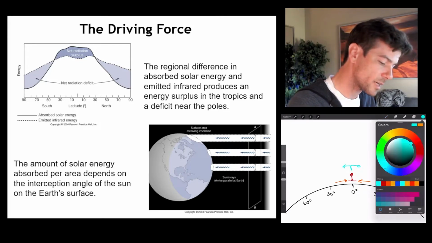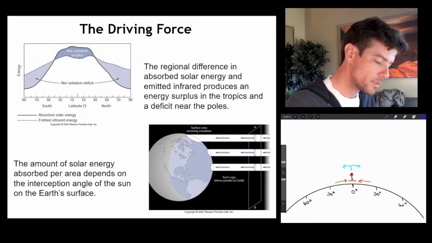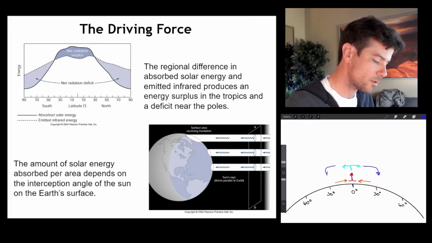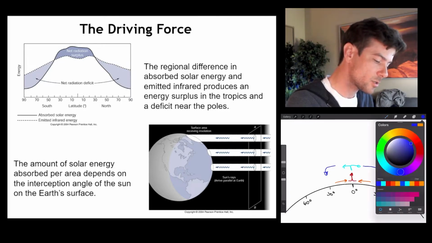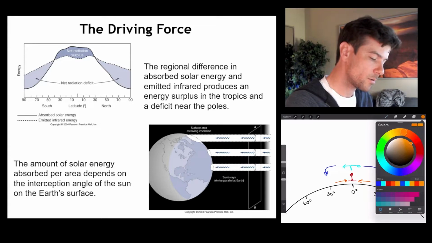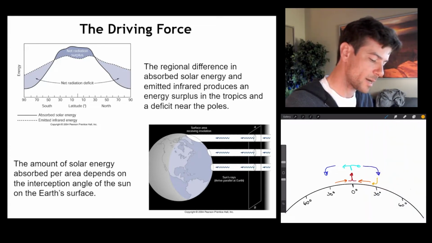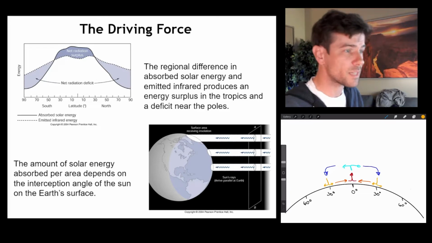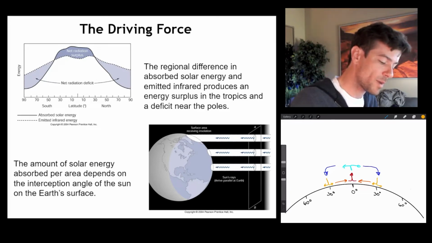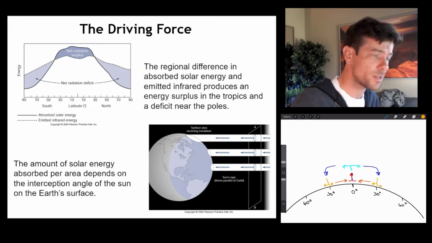As it moves laterally, it continues to cool until it begins to sink at about 30 degrees north and south, right? As it sinks, it starts to warm back up, right? And so it comes back in, starts to warm back up. It actually moves in both directions there. It's a divergent zone.